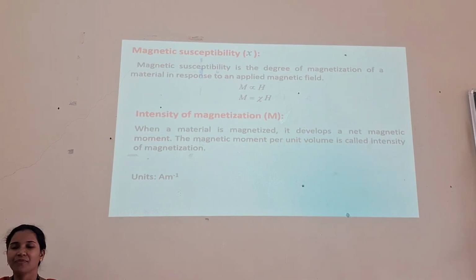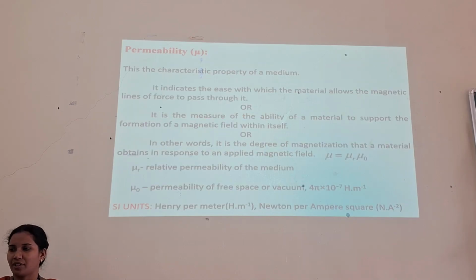Magnetic susceptibility is denoted by chi. It is the degree of magnetization of a material in response to an applied magnetic field. M is equal to chi into H. Intensity of magnetization is denoted by capital M. When a material is magnetized, it develops a net magnetic moment. The magnetic moment per unit volume is nothing but intensity of magnetization, units ampere per meter.